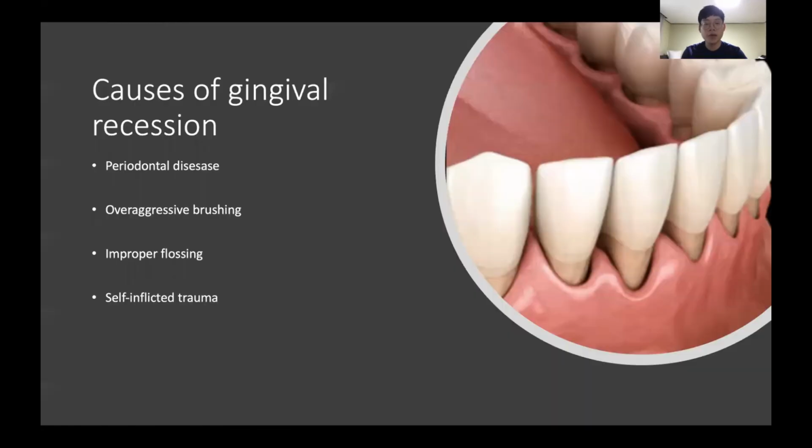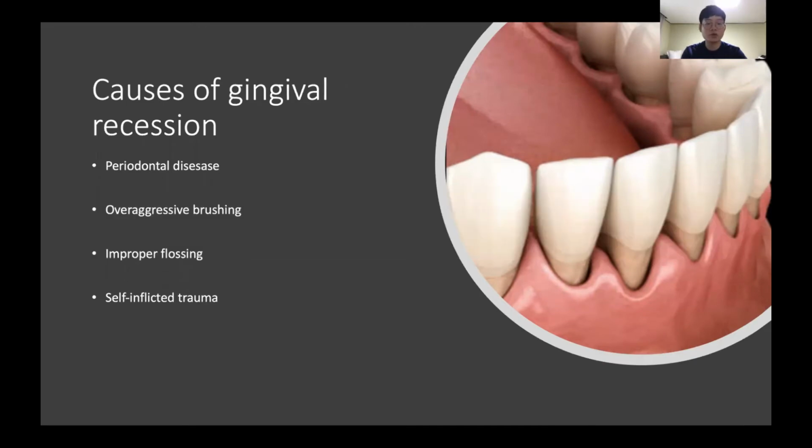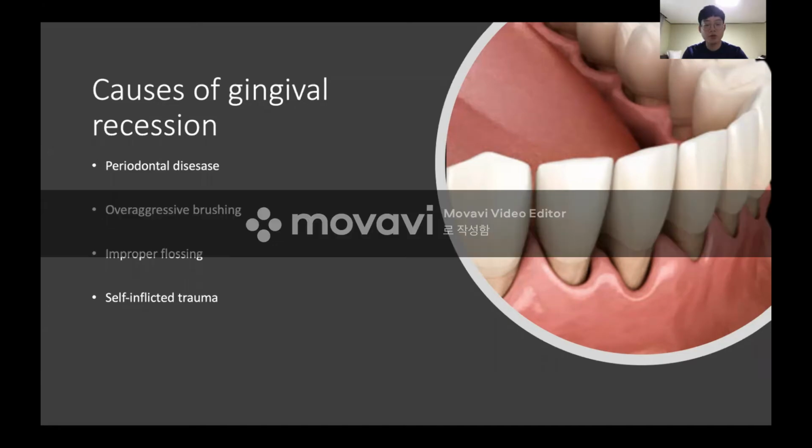Now we have known the basics of gingival recession, we have to know the causes of gingival recession, because when we know the causes, we can prevent it from happening. There are many causes of gingival recession. The most common cause is gum disease, also known as periodontal disease. Second is over-aggressive brushing. Third is improper flossing.